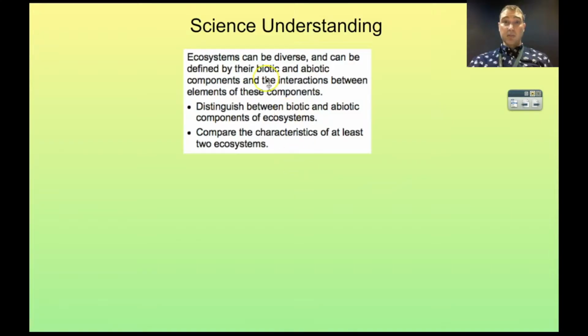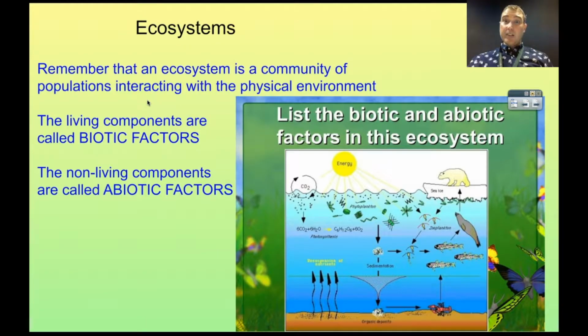So in science, we're going to look at how ecosystems can be diverse and can be defined by their biotic and abiotic components and the interactions between elements of these components. We'll distinguish between biotic and abiotic components and compare characteristics of at least two ecosystems. So we need to remember our definition of an ecosystem. An ecosystem is a community of populations interacting with the physical environment. Living components within an ecosystem are the biotic factors, and non-living components are called abiotic factors.